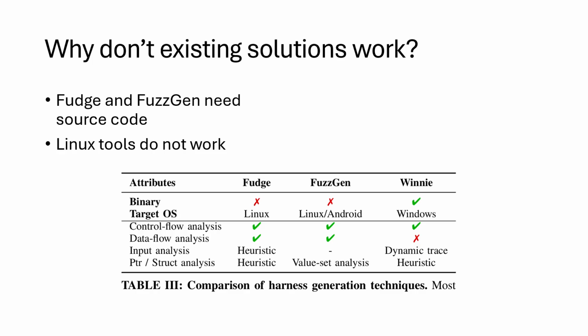So instead of taking the approach that Fudge and Fuzzgen use, they have a different approach. It works directly from the binary using a dynamic analysis of execution traces. So it takes a real execution of the program and it watches the data flow of the program. And so it can reconstruct that behavior in a harness. Can you approximate the source level understanding without the actual source code? WINNIE's answer to that is yes, by tracing and analyzing.